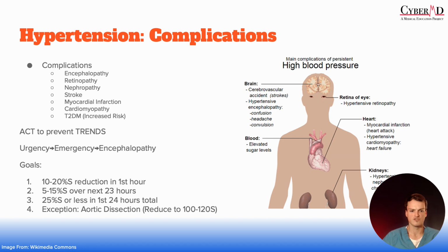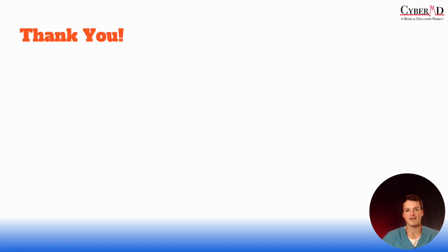And so that urgency, emergency, encephalopathy, remember those goals that we talked about, and remember that the exception is if a patient has aortic dissection, in which case you should very rapidly reduce their systolic to 100 to 120, and that's typically going to be done with IV infusions, and you're going to titrate that to where their blood pressure is controlled so that they stop dissecting. All right, and that's going to be it.